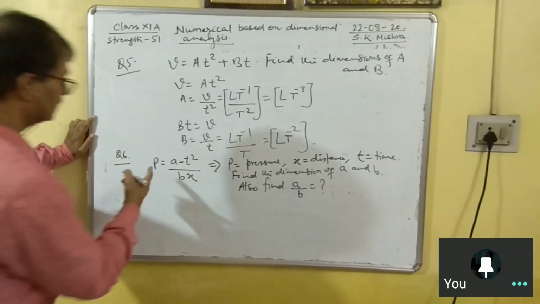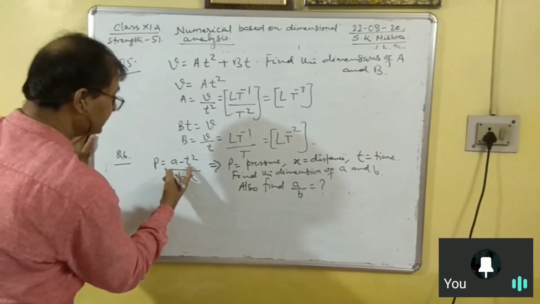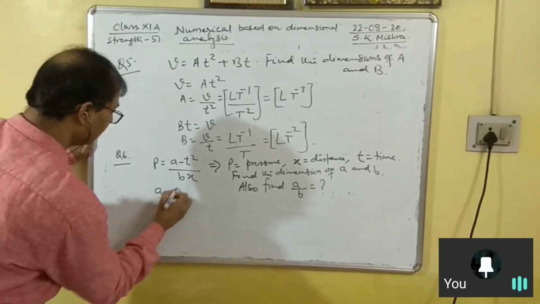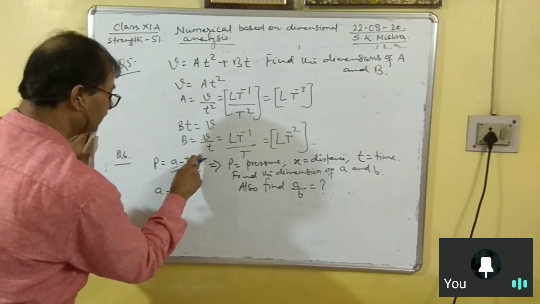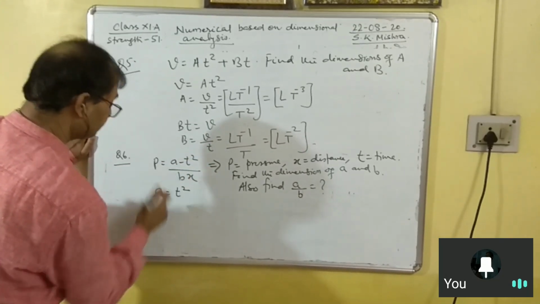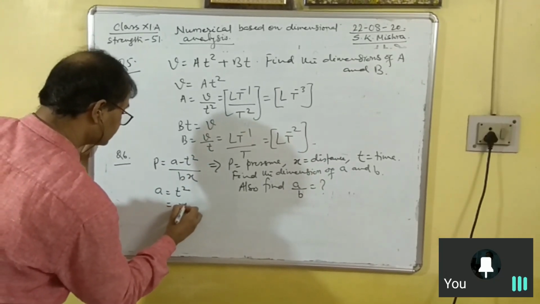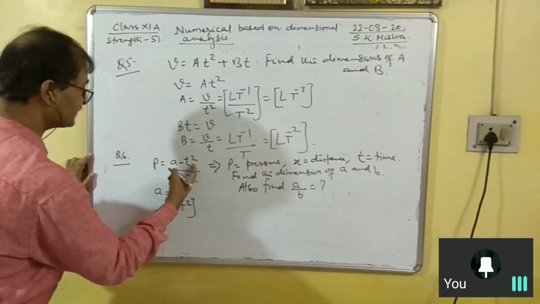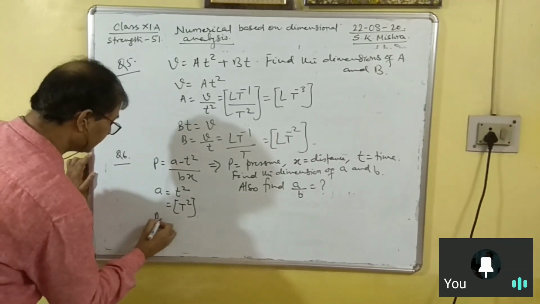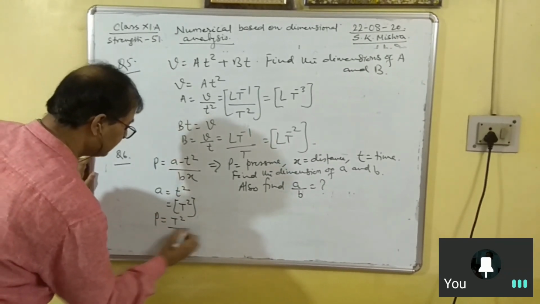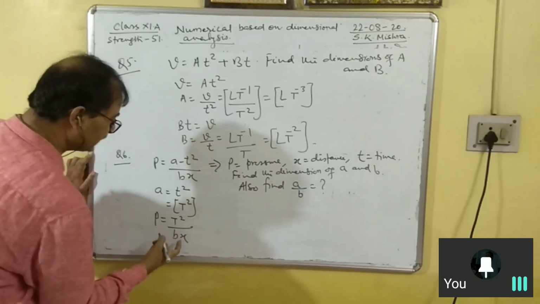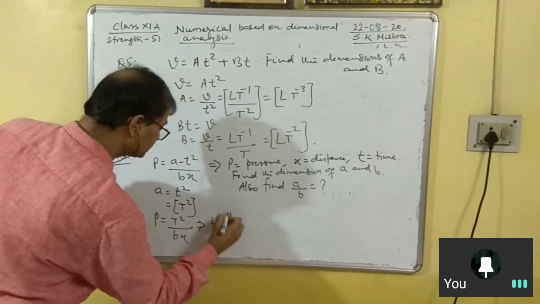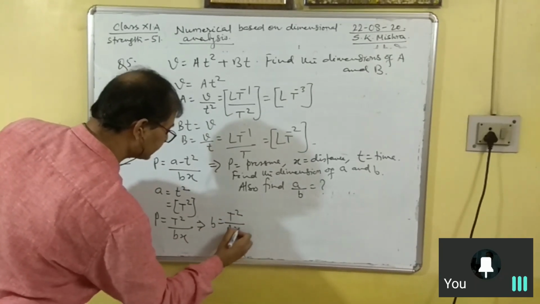Then this is T, time, T square. So A must have the dimension of T square, because time square must be subtracted from time square. So A equals T raised to 2 only. Then this is pressure. So pressure P is equal to T square divided by B into X. So tell me what is B. Then B equals T square divided by P into X.